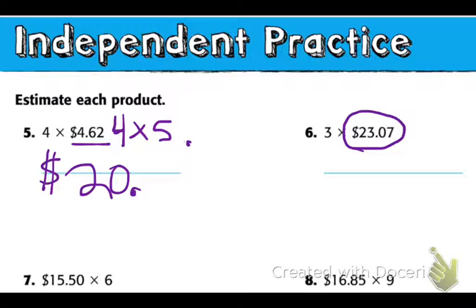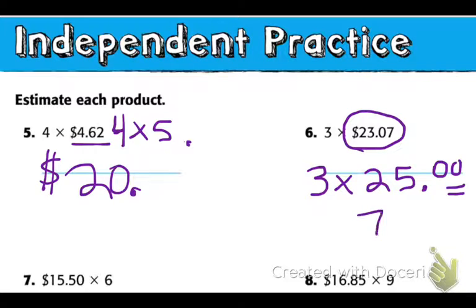$23.07. What am I going to estimate it to? Well, I'm going to be multiplying by 3, so I'm going to go ahead and change it to 25. I could have estimated to 23, that's okay, but 25 is a little easier to do in my mind. And I know that 3 times 25 is 75, so it's close to $75. So if I were to actually multiply this problem, the accurate answer would be close to 75. If it wasn't, I know that it's incorrect.